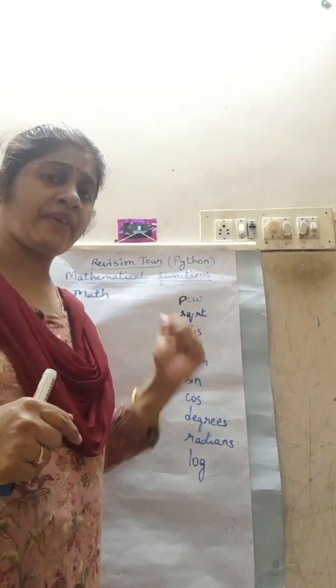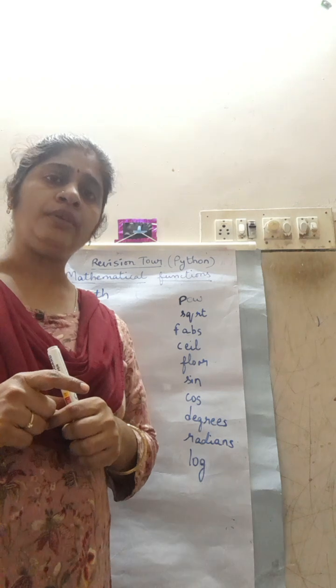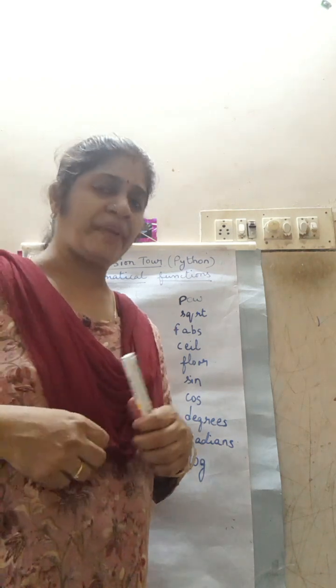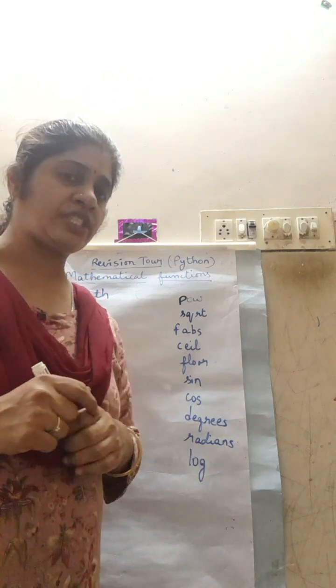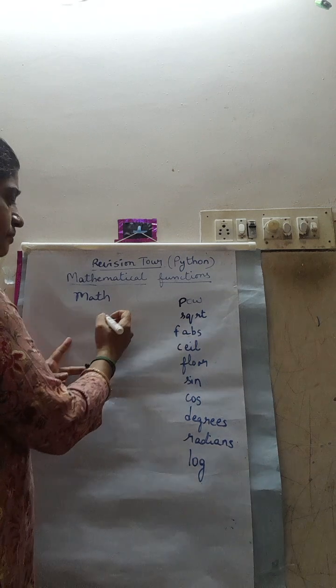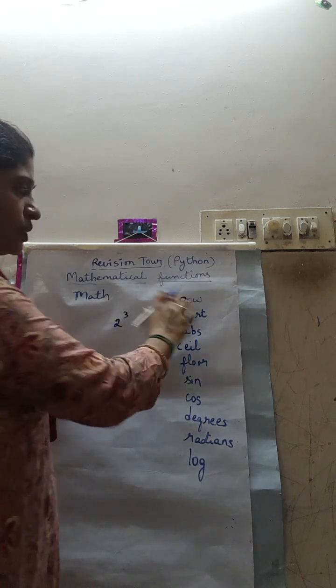Now let us begin with the power function. What does the power function do? The power function will calculate the exponentiation operation. For example, if I want to do 2 raised to 3, I can use this function.